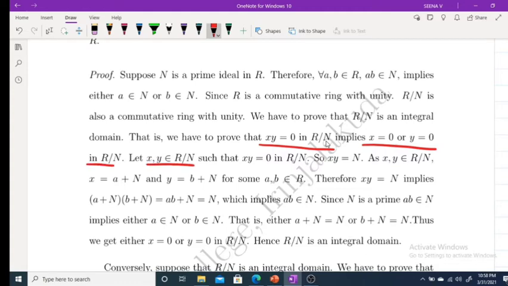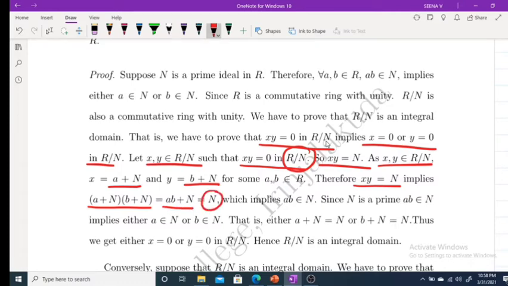So take x, y belonging to R over N such that xy equal to 0 in R over N. What is 0 in R over N? 0 in R over N is N. So xy equal to N. Now x belongs to R over N means x equals a plus N, and y equals b plus N. So xy is a plus N into b plus N, which is equal to ab plus N, and this is equal to N. By definition, xy equal to 0 in R over N means xy equal to N.